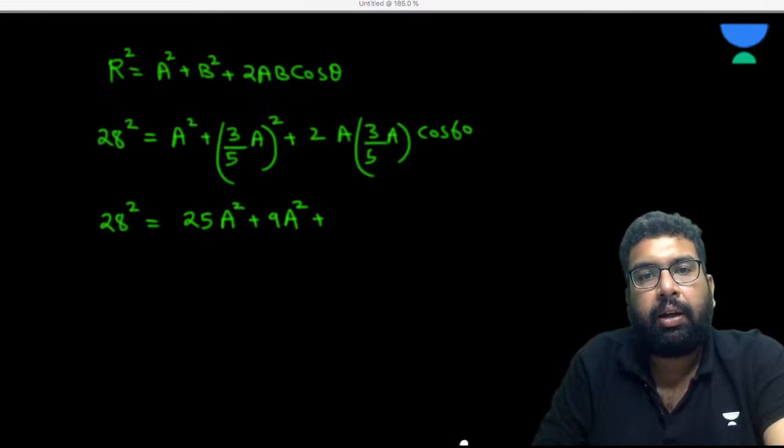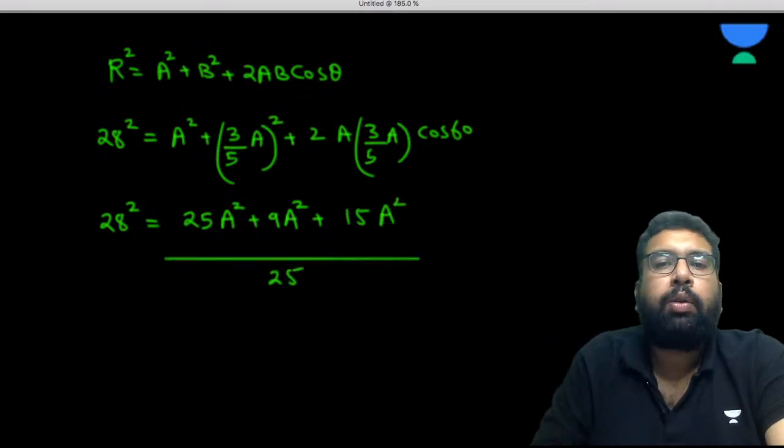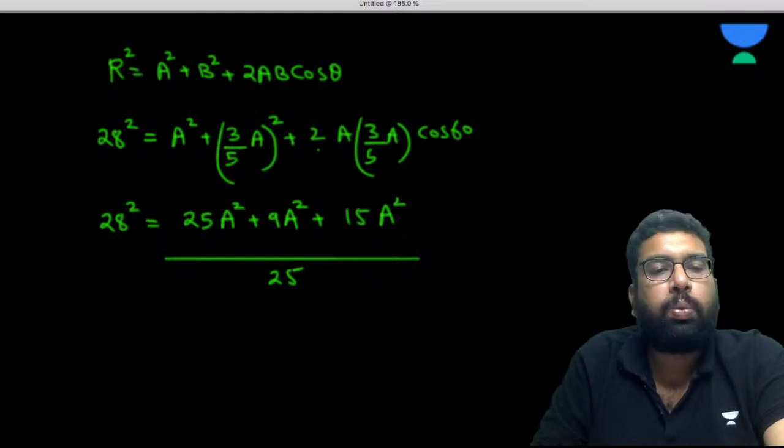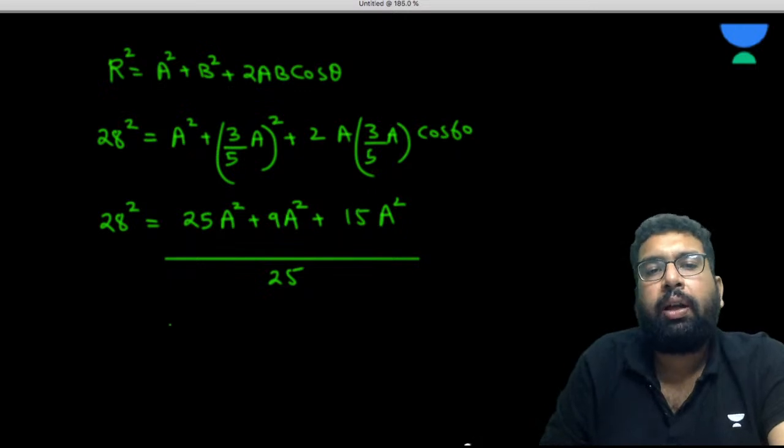This is going to be 5 into 6, that is 30, and this is cos 60. So cos 60 is 1 by 2. So can I write it 15 directly? Yes, sir, you can. How come, sir? See, cos 60 and 2, so 2 and 1 by 2 will become 1. I have just taken the LCM. So from here, 25 plus 9, that is 34. 34 plus 15, that is 49.